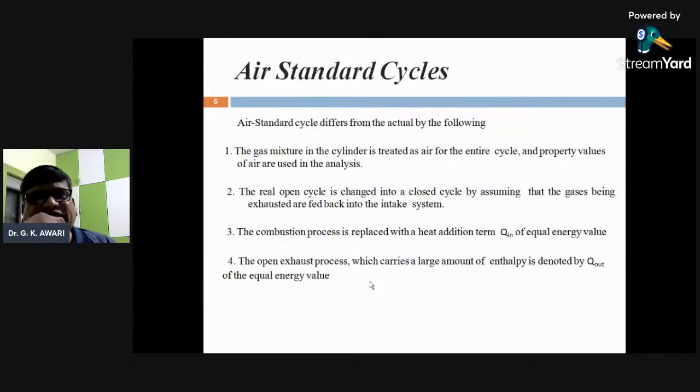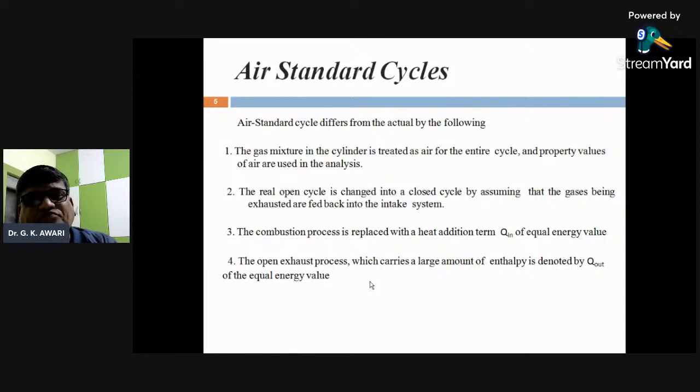So air standard cycles differ from the actual cycle by the following methods. What is the difference between the actual cycle and the air standard cycle? First, the gas mixture in the cylinder is treated as air for the entire cycle. However, the mixture of air and fuel is what is supplied from the carburetor, but it is treated as air for the entire cycle, and property values of air are used in the analysis. The real open cycle is changed into a closed cycle by assuming that the gases being exhausted are fed back into the intake system.